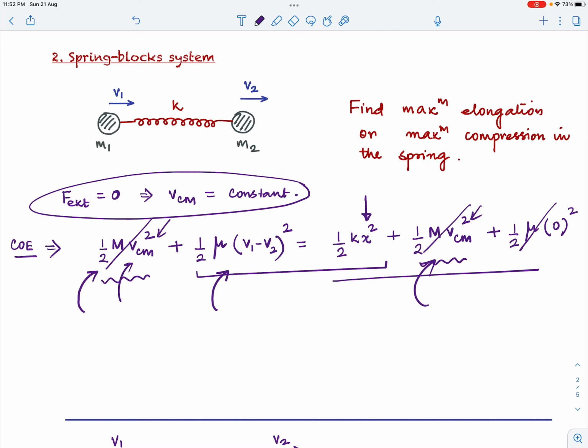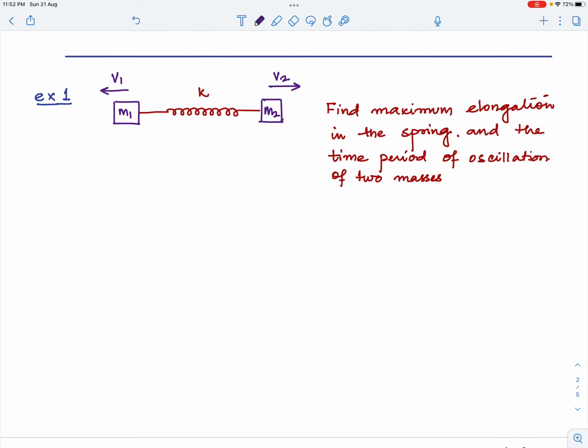Let us see one more question based upon this, just to have a fair idea. This time we have the two blocks M1 and M2 connected with a spring of constant k and being given initial velocities V1 and V2, which are this time in opposite directions. And you are supposed to find out the same thing.